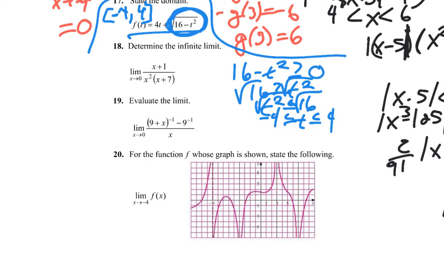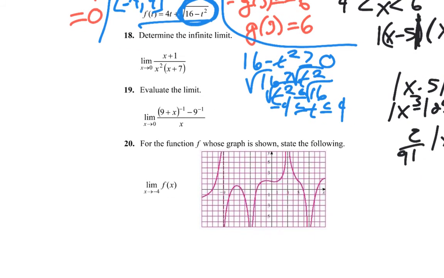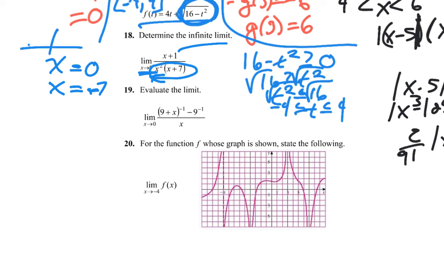Number 18, determine the infinite limit. Well, first of all, it tells you it's an infinite limit, but I'm looking for anything in the bottom. So nothing's going to cancel out, so I know I have an asymptote at x equals 0, and then also one at x equals negative 7. So as I go to 0 on this, the graph looks at 0 like this, and it is an infinite limit because they're both going the same way, so it's positive infinity.